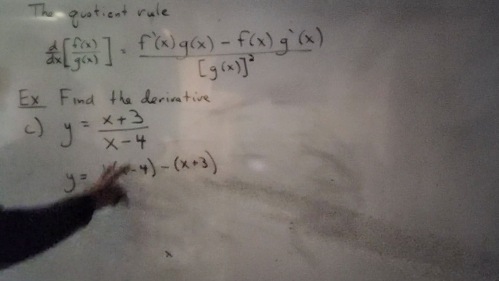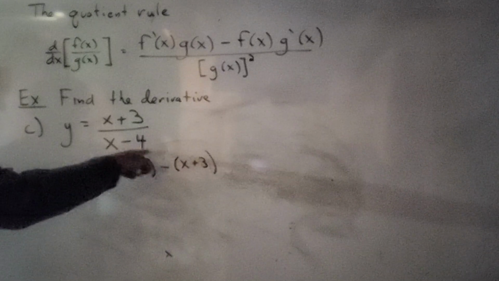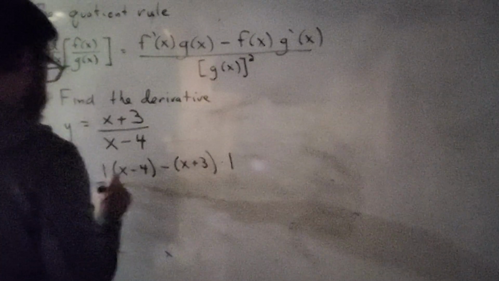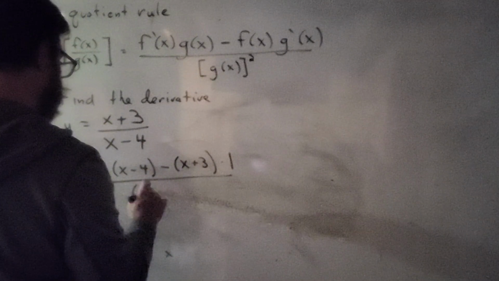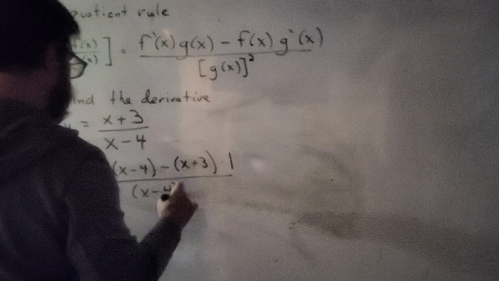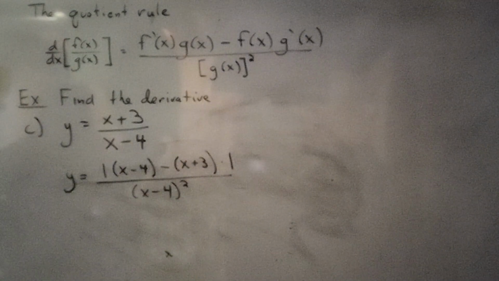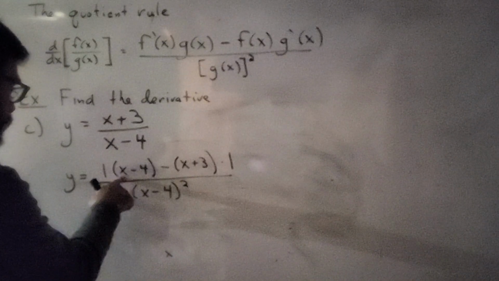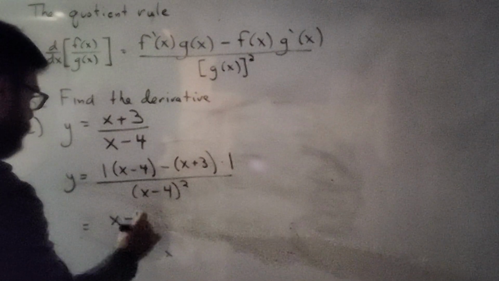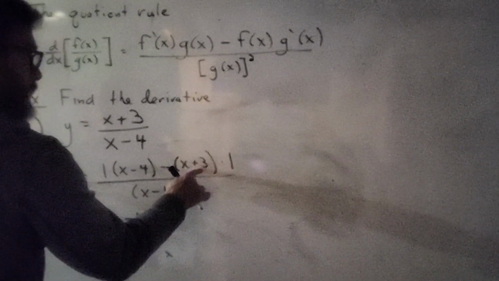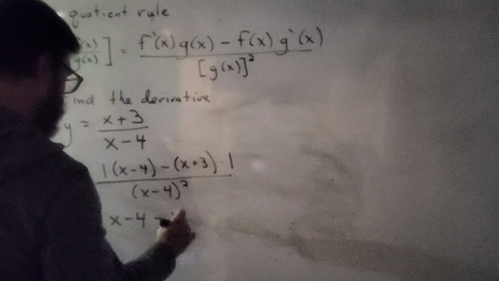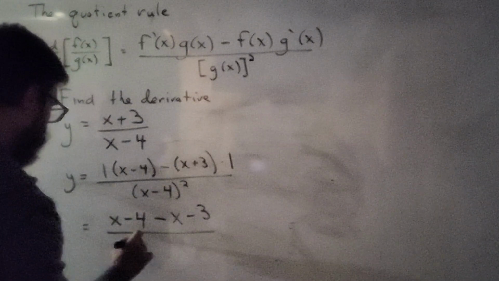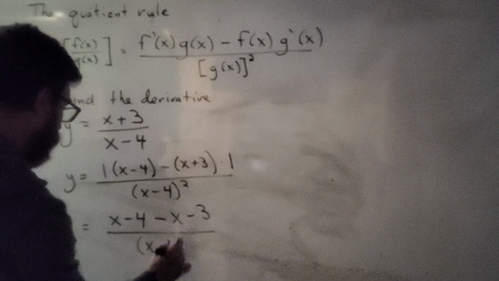times the derivative of the bottom. Again, the derivative of the bottom, this is going to be 1 minus the derivative of negative 4 is going to be 0. So this is going to be times 1 as well, all over the bottom squared. So we'll simplify this numerator. We can see that this is going to be 1 times x minus 4 is going to be x minus 4, minus 1 times this, so minus x minus 3, all over the bottom squared, which is going to be x minus 4 squared.